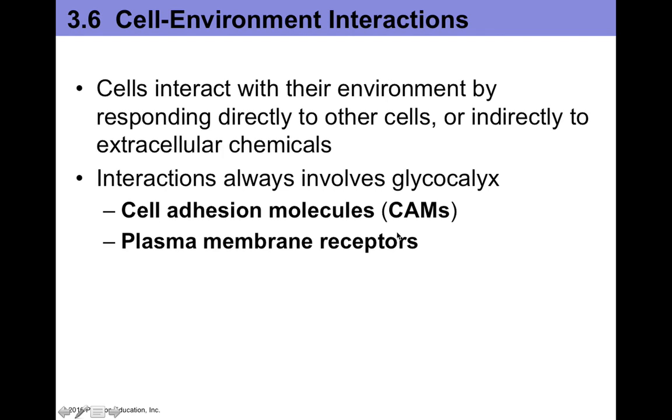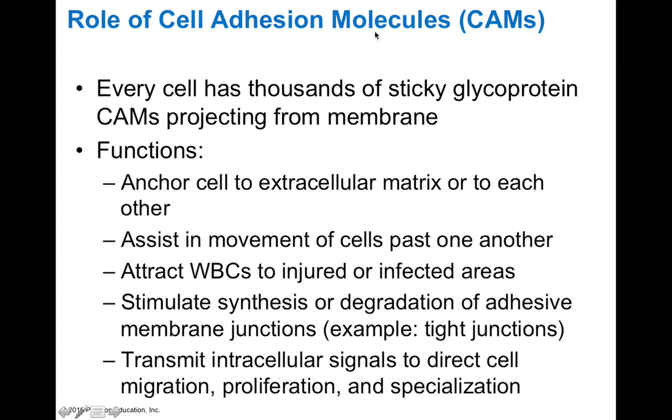Now, cell adhesion molecules, or CAMs, are one type of protein you find as a part of the glycocalyx, and the plasma membrane receptors are another. Now, these cell adhesion molecules are basically thousands of these sticky glycoprotein types of membrane proteins that essentially project from the extracellular side of the plasma membrane. Now, glycoprotein is basically a sugary protein. So the protein part is a transmembrane protein in the membrane. The glyco part is basically a sugar that is in a long chain or a polymer, and that sticks out the extracellular side of the membrane, and it can attract to other molecules, which is what gives it its sticky characteristic.